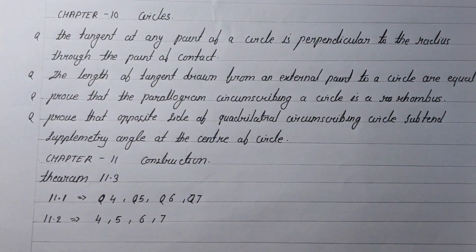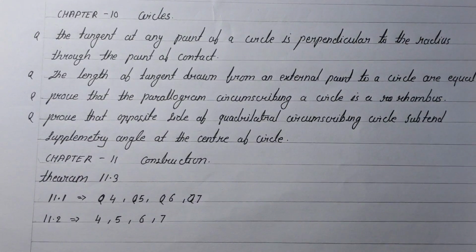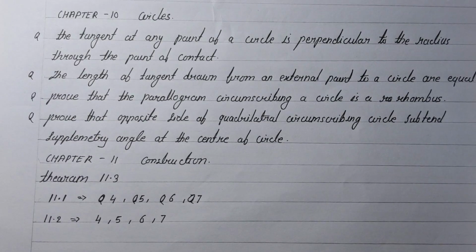Next, the lengths of the tangents drawn from an external point to a circle are equal. Next, prove that a parallelogram circumscribing a circle is a rhombus. Next, prove that the opposite sides of a quadrilateral circumscribing a circle subtend supplementary angles at the center of the circle.